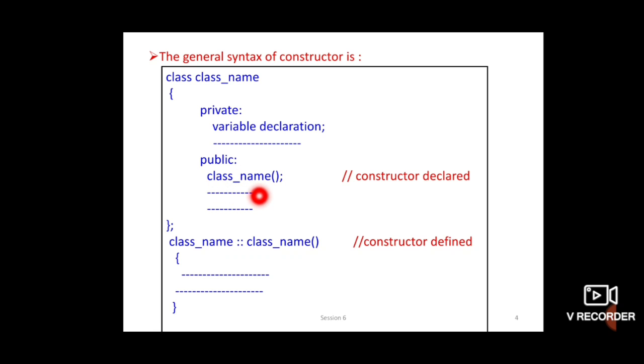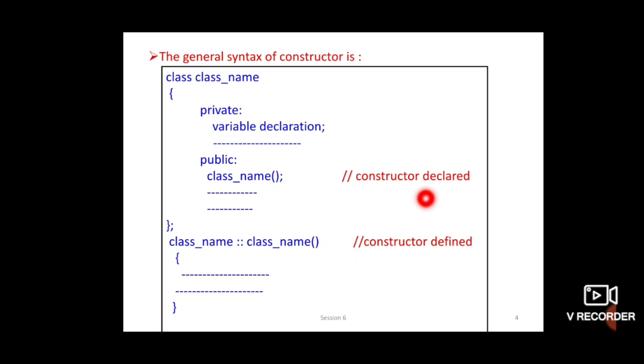See here, class name, here also class name. What is the first rule? The constructor name is always the same as the class name. Always remember. This is a constructor. This constructor is always declared in the public section. So under the public section, write the class name. Whatever class name is given in that program, write that class name under the public section. So it is a constructor.